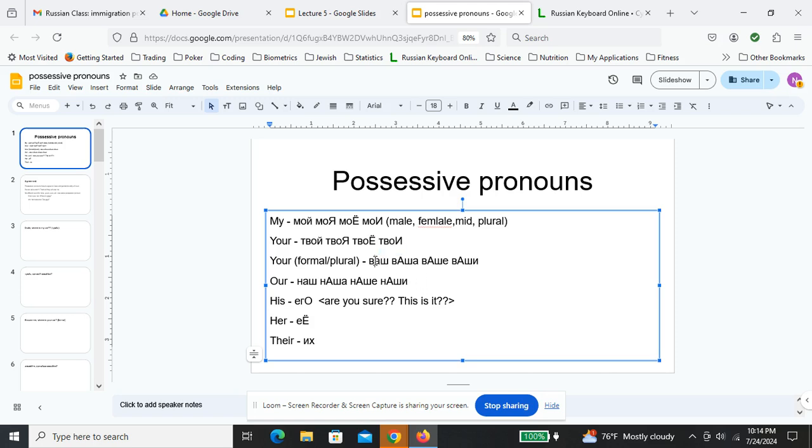So now let's do formal or plural when addressing more than one person. Ваш, ваш, ваша, ваша, ваше, ваше, ваши, ваши.